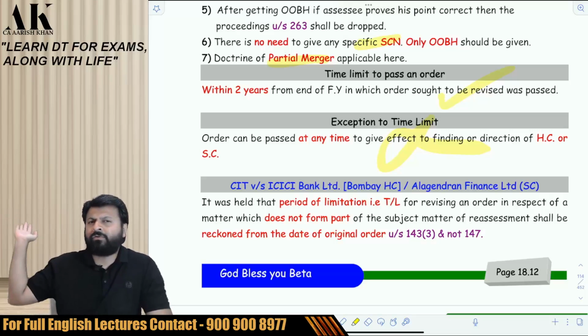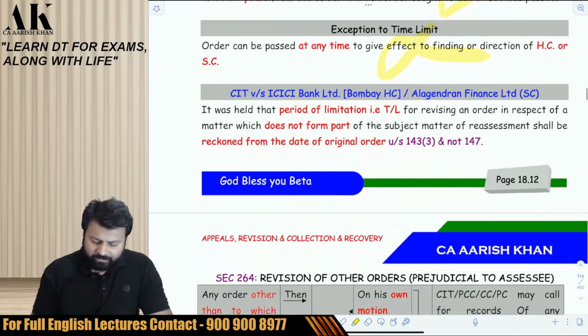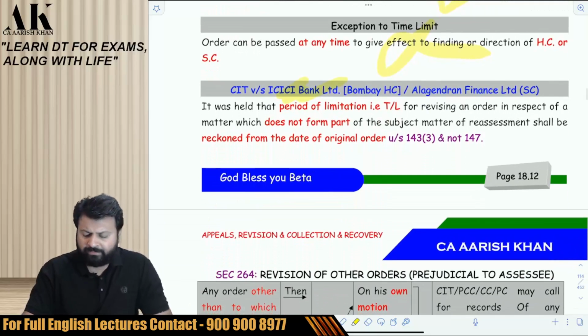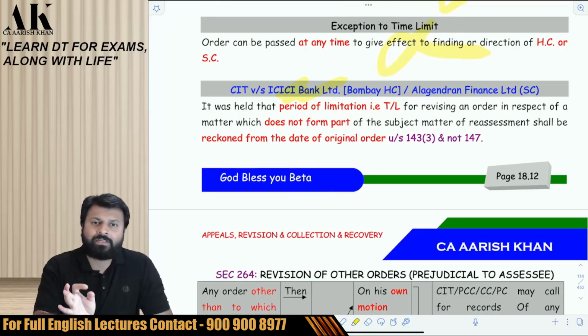He can revise an order 4 years old also, 5 years old also, 3 years old also. Then the time limit of 2 years is not applicable for it. Next, there is a Bombay High Court judgment of ICICI Bank Limited and Supreme Court judgment of Elegant Finance Limited. Generally, the time limit to revise an order is 2 years from the end of the financial year in which the order sought to be revised.